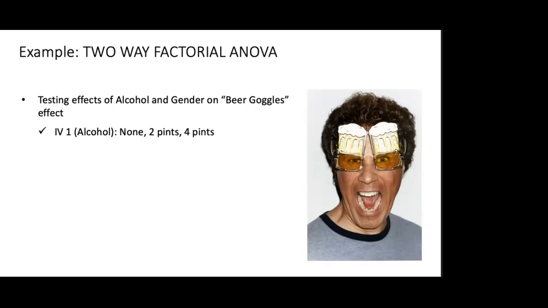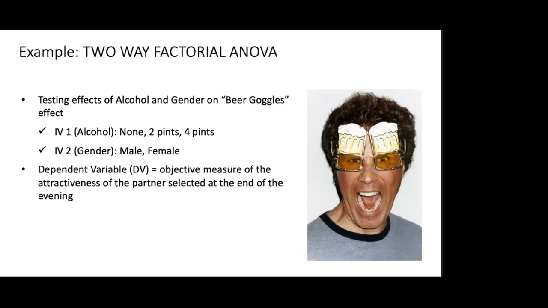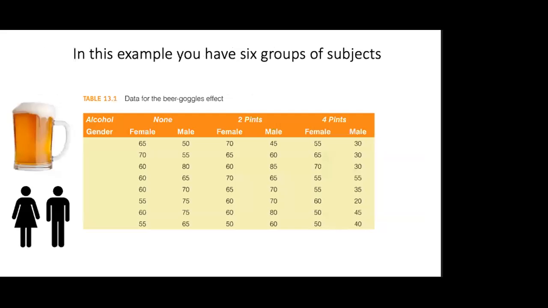As I said, the first independent variable, the first factor in this example, is alcohol. It's either none, 2 pints, or 4 pints, so it has 3 levels. The second independent variable, second factor, is gender, so male and female. The dependent variable is an objective measure of the attractiveness of the partner selected at the end of the evening. Okay, good. How meaningful that example is, I don't know, but it will show our point.